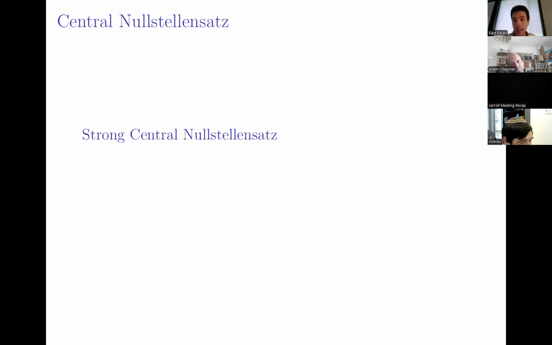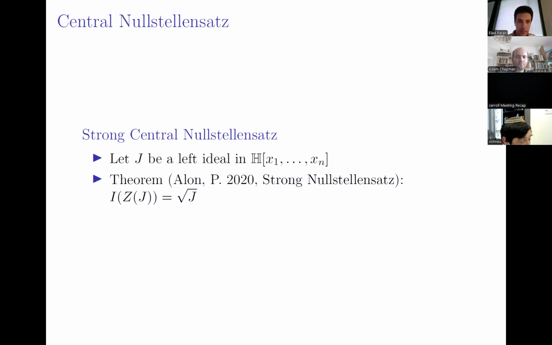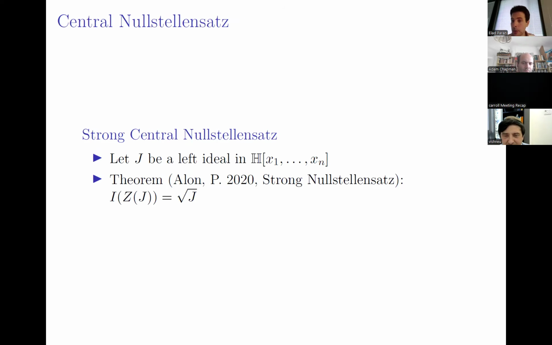And now I can tell you finally what the strong Nullstellensatz is. If you have a left ideal J in this ring, then I of Z of J is the radical of J as we have just defined it using this notion of Reyes. So you get a theorem which is exactly like you'd expect, but only for the implicit version of the Nullstellensatz. We don't have an explicit version, and I'll return to that in a moment, or we didn't have one at the time. Okay, so how do we prove this?